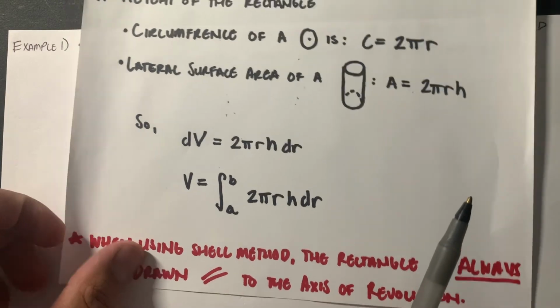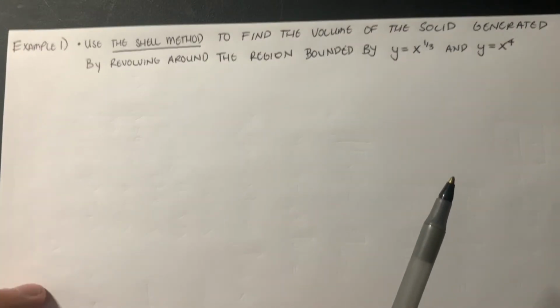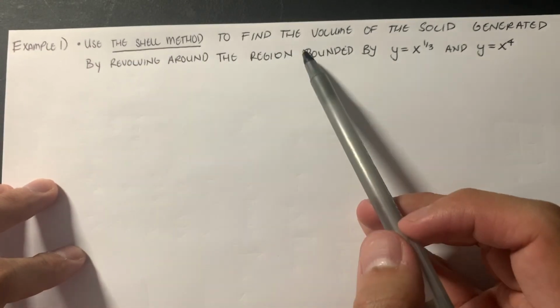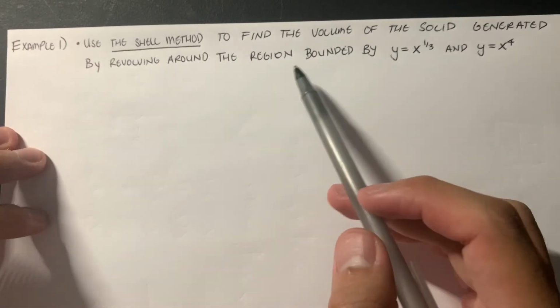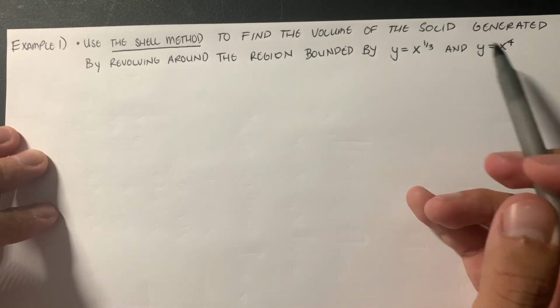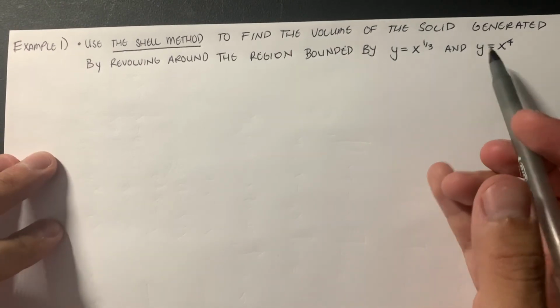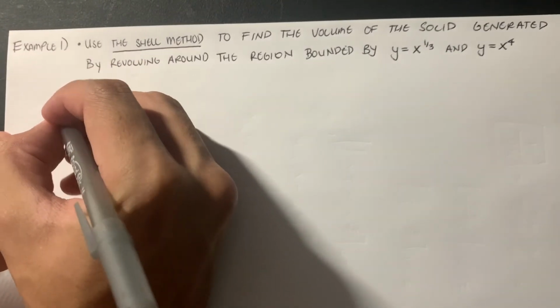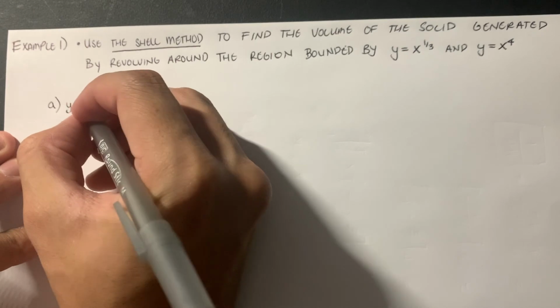To continue, we're going to start some examples. For example 1, it says use the shell method to find the volume of the solid generated by revolving the region bounded by y equals x to the 1/3 and y equals x to the 4th. The first thing we're going to do is try revolving around the y-axis.